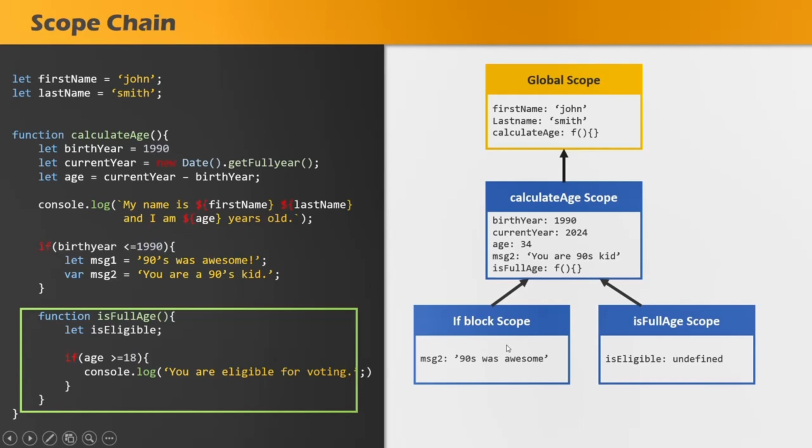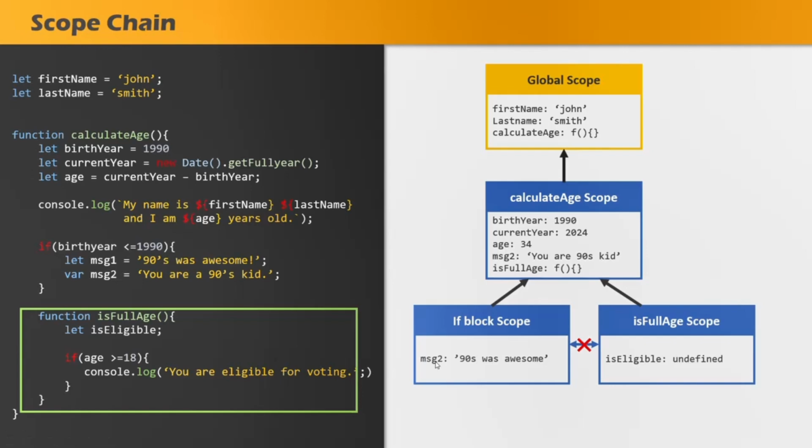Okay, so here this if block will have access to all the variables and functions declared in its parent scope and their parent scope. In the same way, this isFullAge function will have access to all the variables declared in its scope, its parent scope, and their parent scope. But this if block and this isFullAge function will not have access to variables and functions declared within their scope. So this if block will not have access to this isEligible function, and this isFullAge will not have access to this message one variable. So again, this should be message one and not message two.